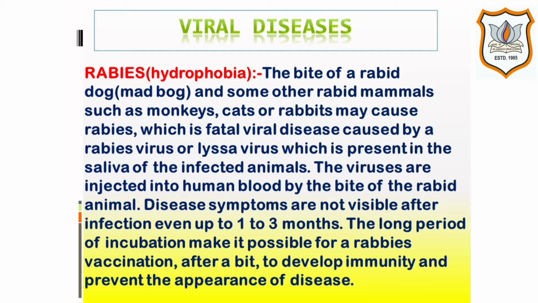Disease symptoms are not visible after injection, even up to 1 to 3 months. The long period of incubation makes it possible for a rabies vaccination after a bite to develop immunity and prevent the appearance of the disease.